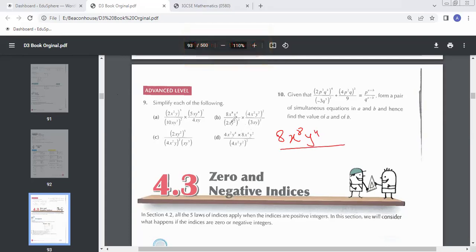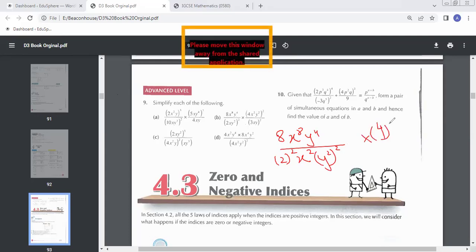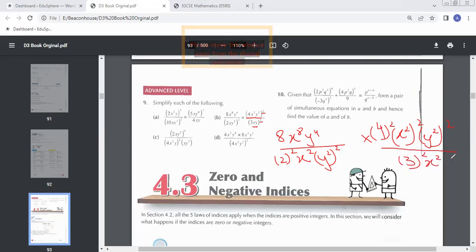Let's apply this square, which is 2 squared, x squared and y squared, and squared. Over here we have 4 squared, x squared squared, y squared squared. I'm just applying the square to all of them. Similarly, I'm applying the square to all of them inside. So it's 3 squared, x squared, y squared.